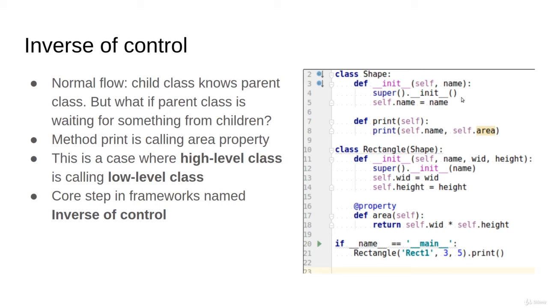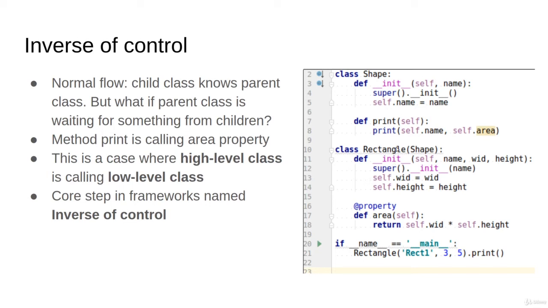The concept that I would like to teach you here is something very important in software engineering, especially in frameworks. We call it inversion of control. There is a normal flow and there is a flow that is inverted. What does it mean? In practice, when the class Rectangle extends from the Shape class, then the Rectangle knows everything about the Shape. But could it be that the Shape is knowing something about the Rectangle? This is weird. This is now the inverse of the flow.